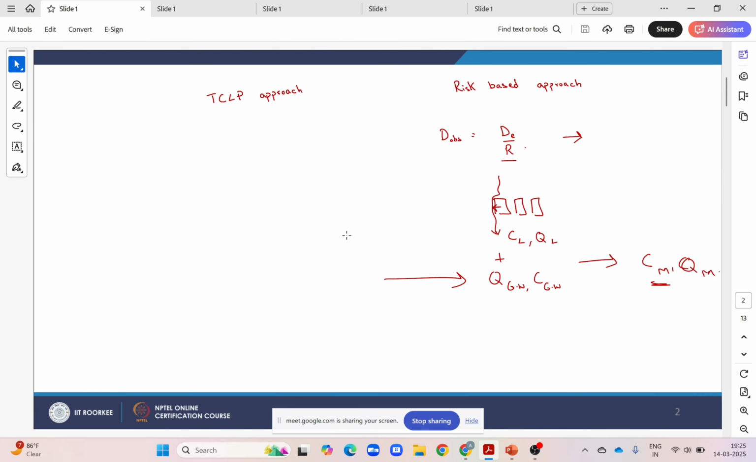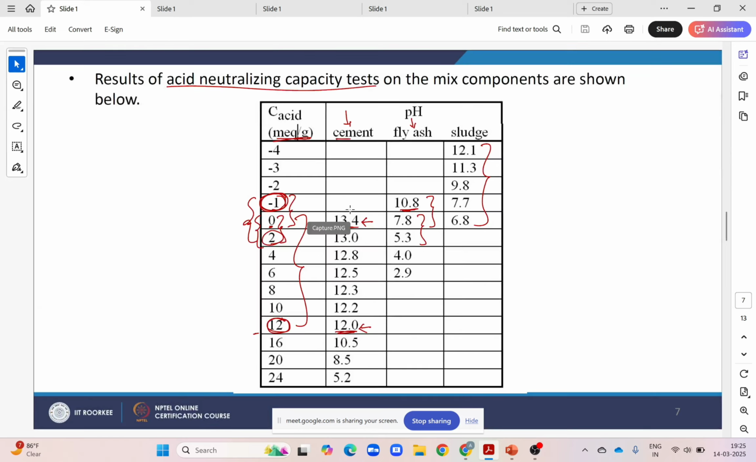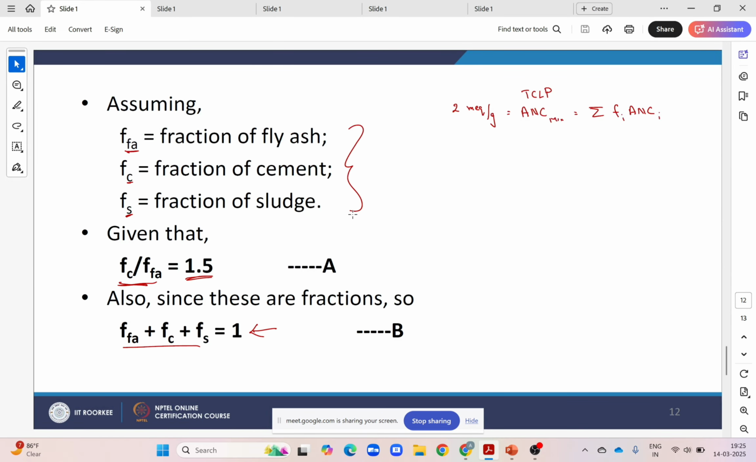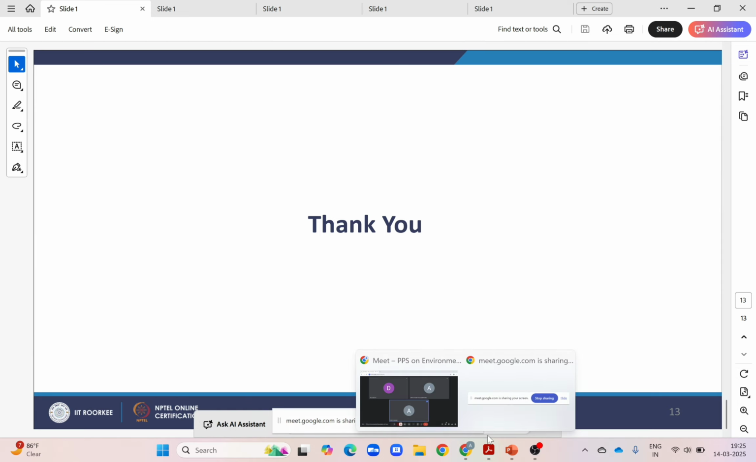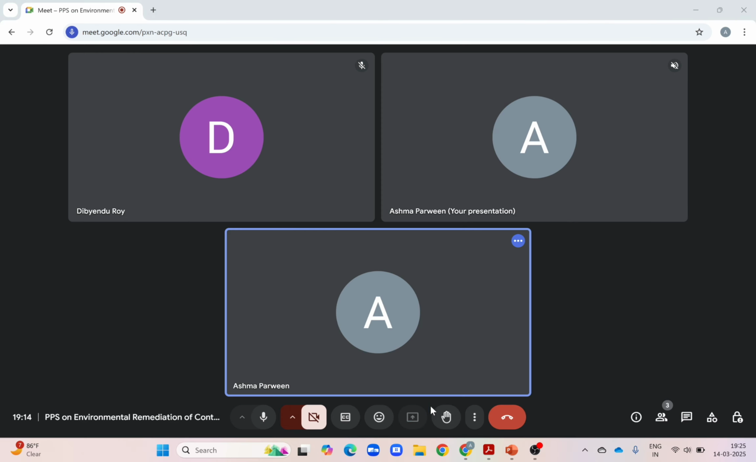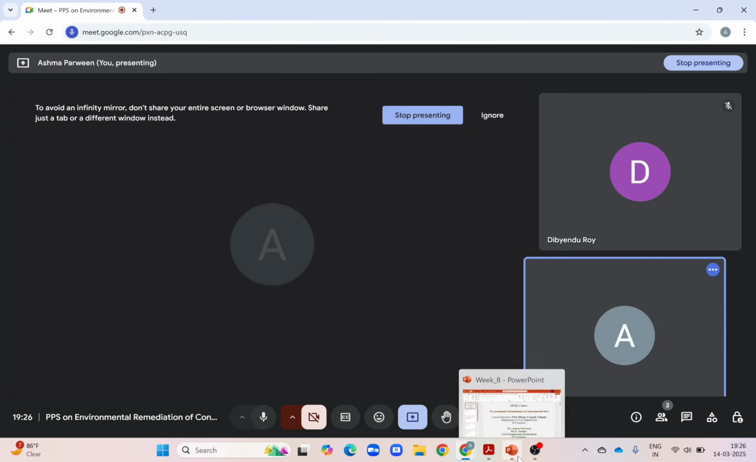And next is the TCLP based example. Here a numerical is solved, so we will also try to solve a numerical based on this approach. Now let's directly go to the questions.